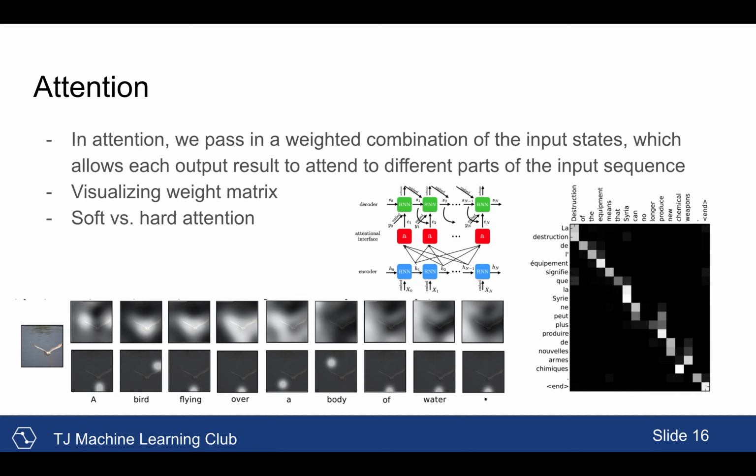For each state of the decoder at a time step, S sub t, the sum of each weight multiplied by its respective input hidden state is added.